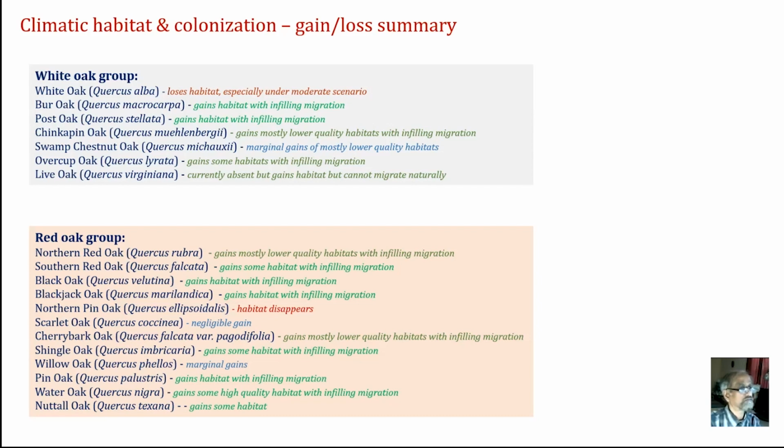The others do varyingly well. And in the red oak group, the northern pin oak, the habitat seems to disappear from Illinois. And also scarlet oak and willow oak have negligible gains under future scenarios. However, it's important to keep in mind that these do not take local and regional disturbances into account, as I mentioned earlier. So this is a macro scale study.